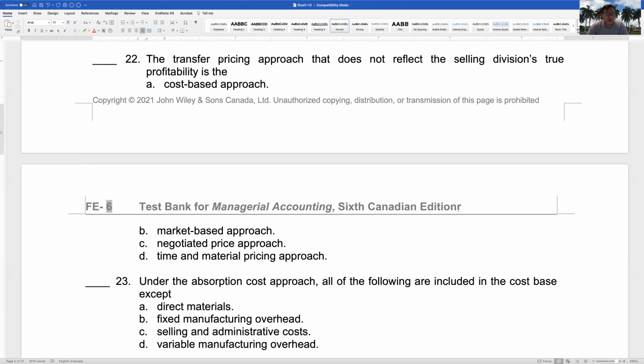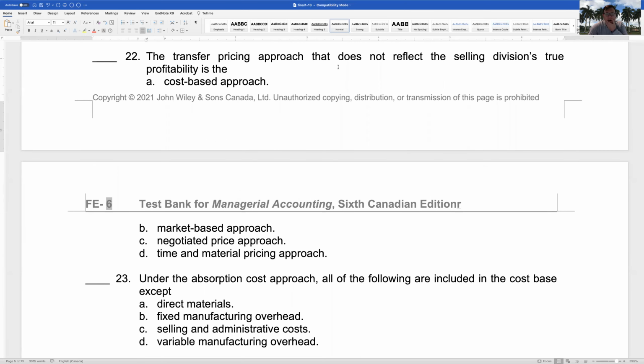22, the transfer pricing approach that does not reflect the selling division's true profitability is: cost-based approach, market-based approach, negotiated price approach, time and material pricing approach. So for this one, I think we'll skip. For chapter 9, transfer pricing, we didn't dive into the depths of these topics. So we're going to pass this question.